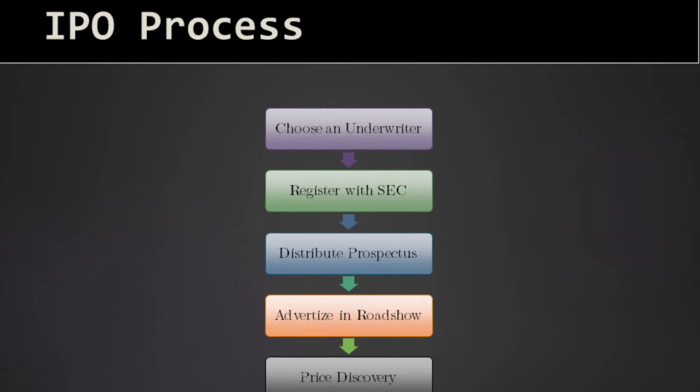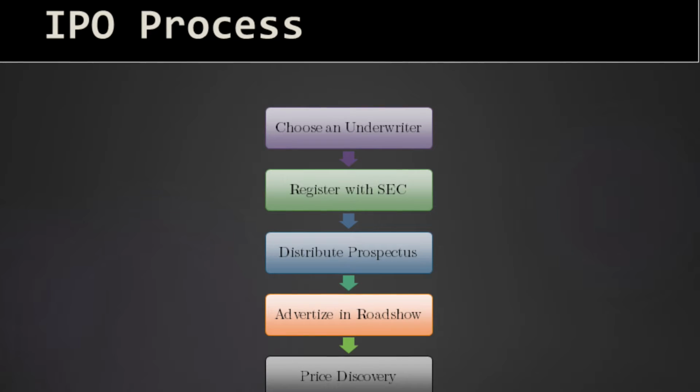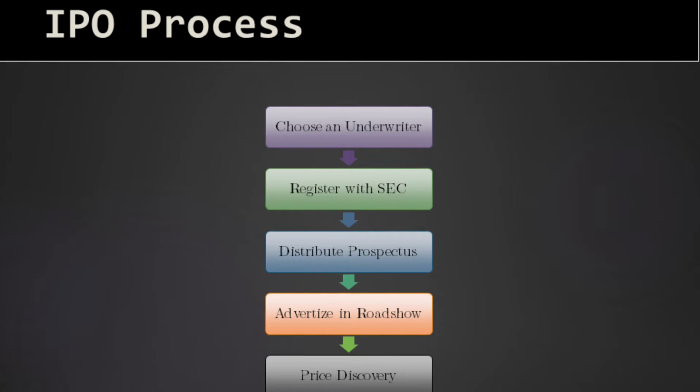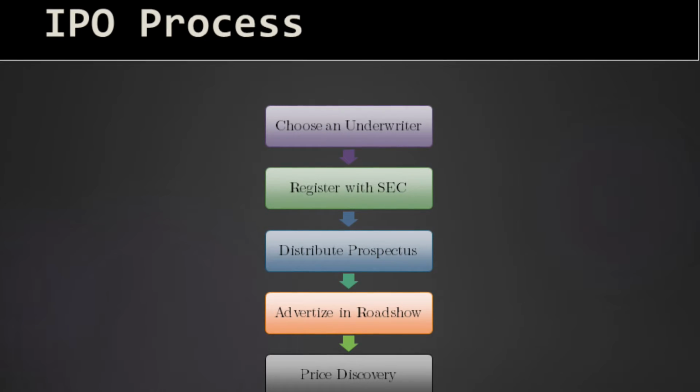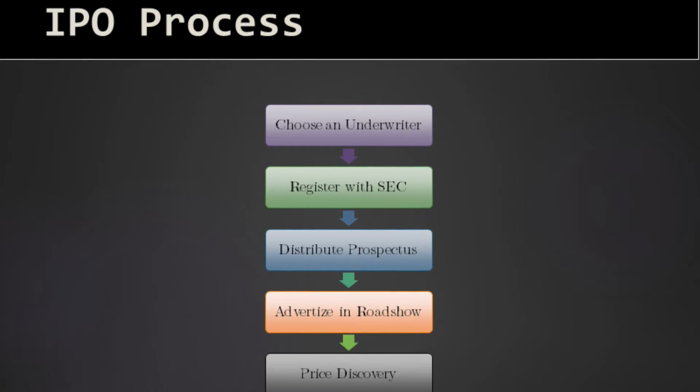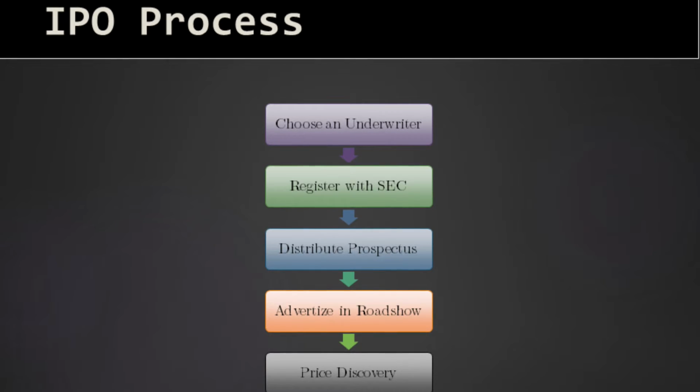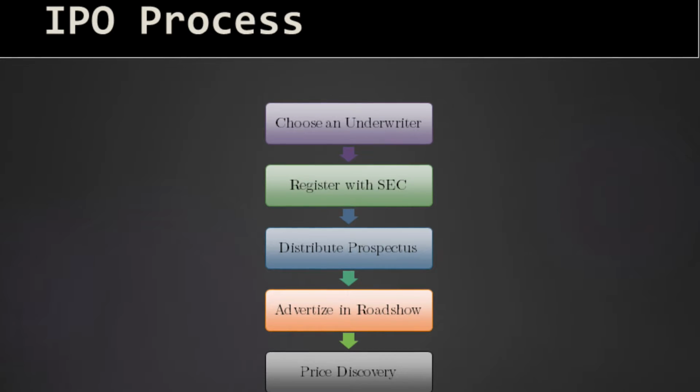To make this work, the first thing we're going to need is to hire one or more underwriters. Underwriters are licensed institutions, usually investment banks, who will conduct the IPO process on our behalf. These are usually large investment banks who will liaise between the company, the investors, and the regulatory agencies, usually the SEC, the Securities and Exchange Commission.